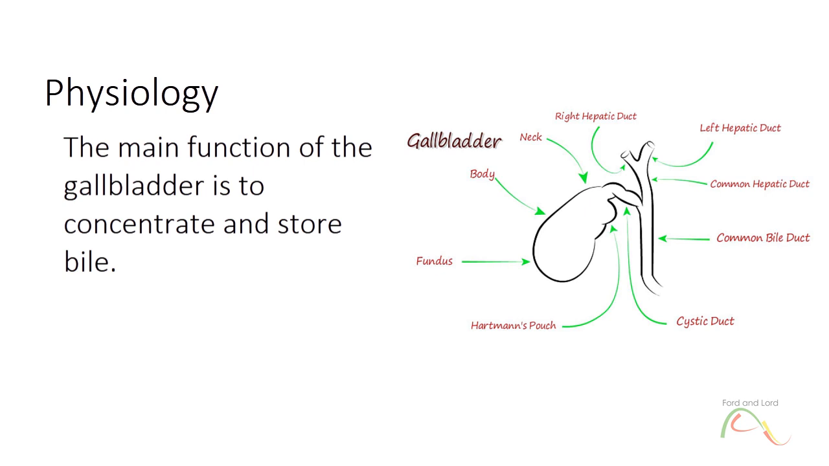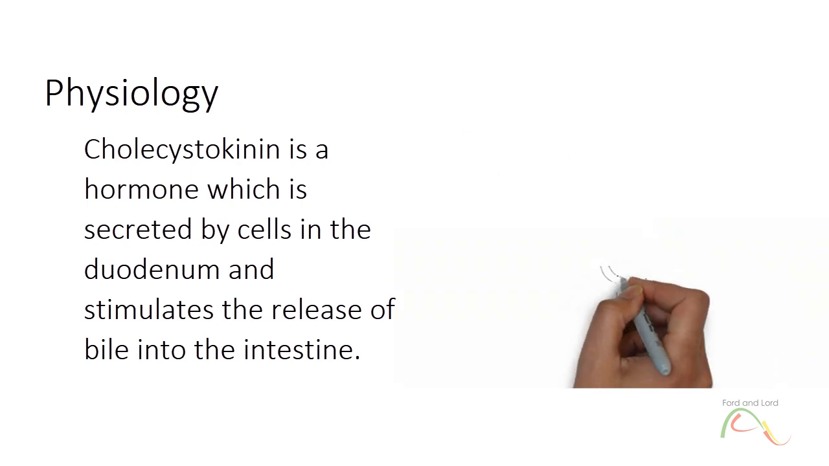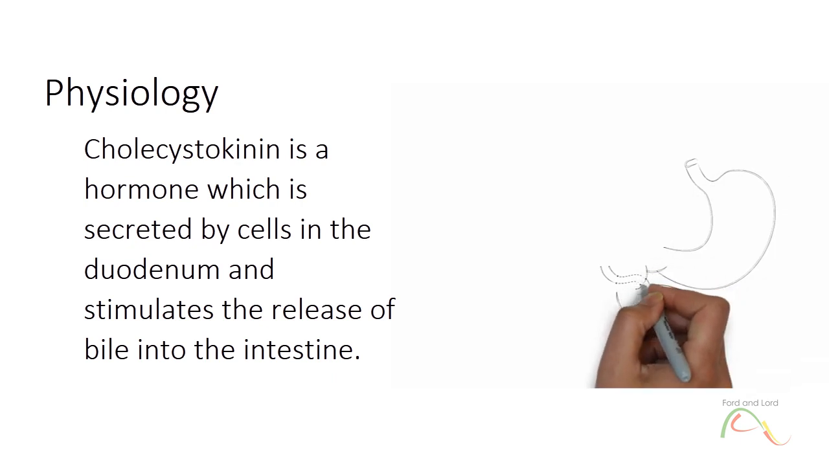Physiology. The core function of the gallbladder is to concentrate and store bile produced by the liver. Bile flows through hepatic ducts and eventually through the cystic duct into the gallbladder, where it's concentrated about 5 to 10 times and stored. When food containing fats enters the digestive tract, it stimulates the secretion of cholecystokinin. Cholecystokinin is a hormone which is secreted by cells in the duodenum and stimulates the release of bile into the intestine and the secretion of enzymes by the pancreas.